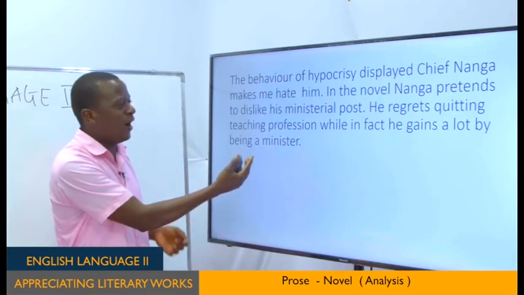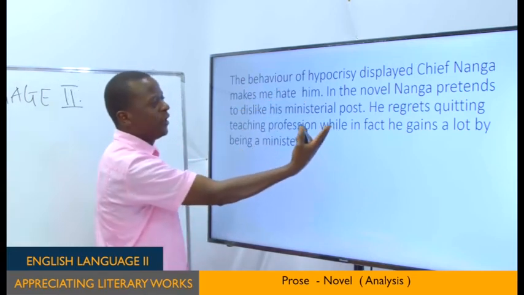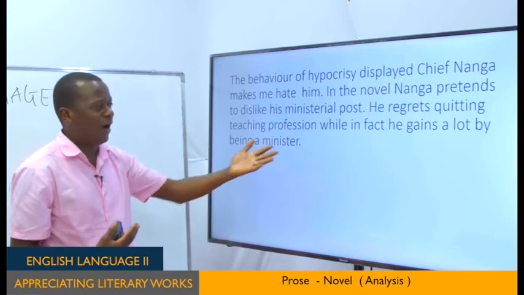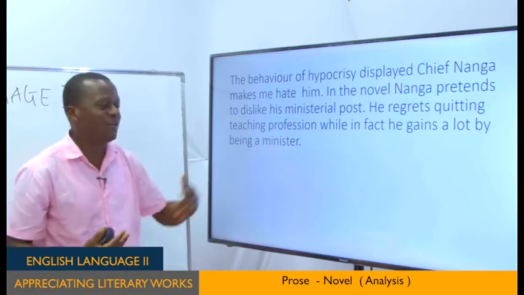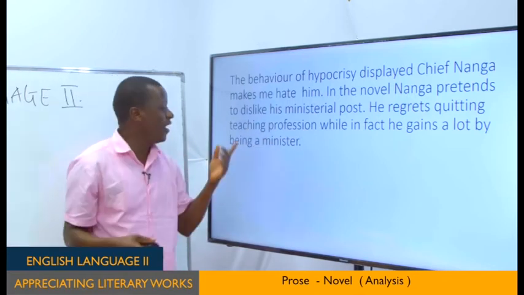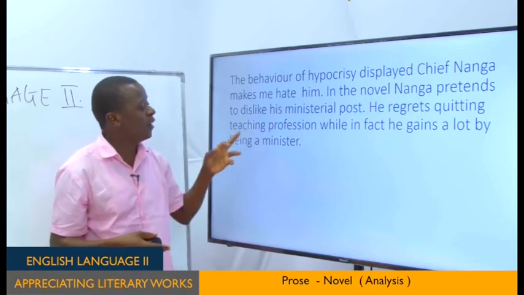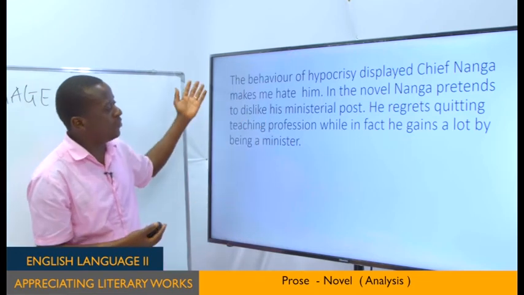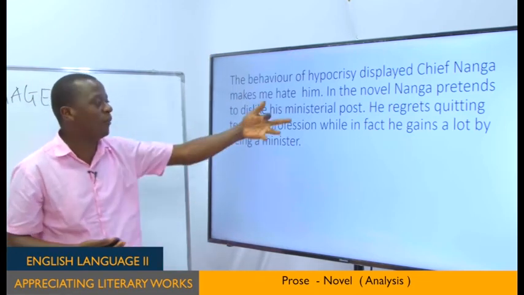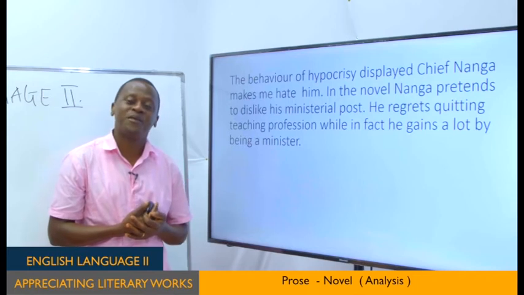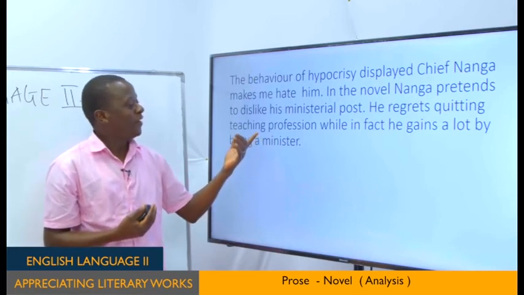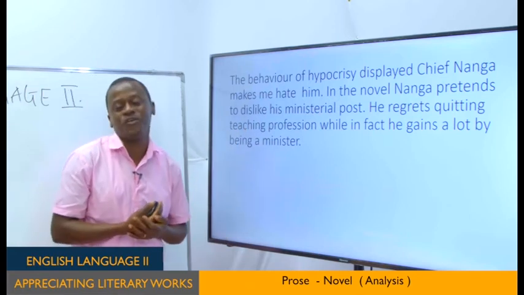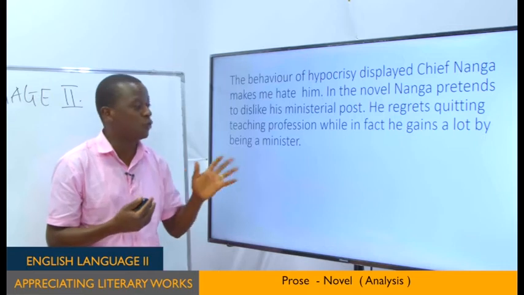Now he says he regrets quitting the teaching profession, while in fact he gains a lot by being a minister. Remember, Nanga, before becoming a minister, was a teacher. He quit the post, then he joined politics, then later on became a minister. But now he pretends that he's regretting quitting the teaching profession, of which it's not true.